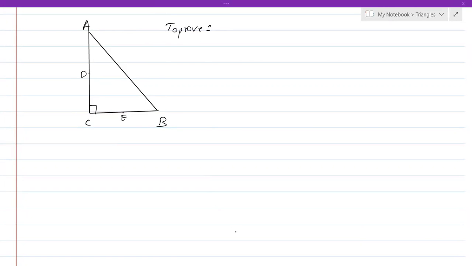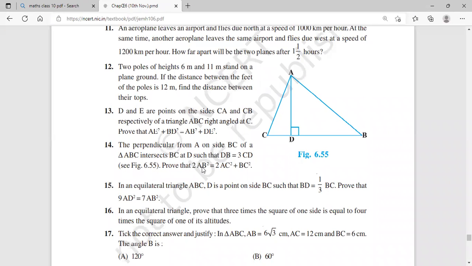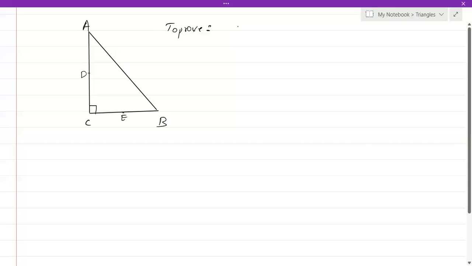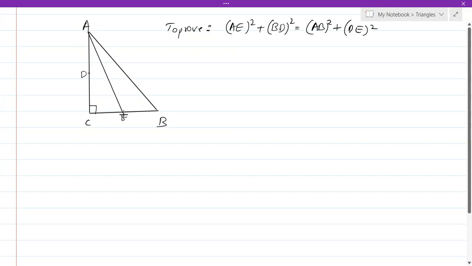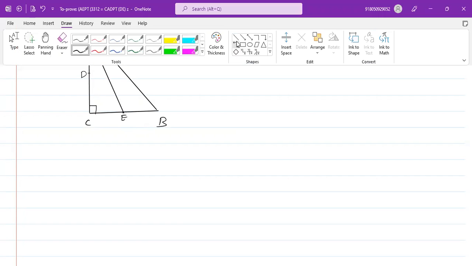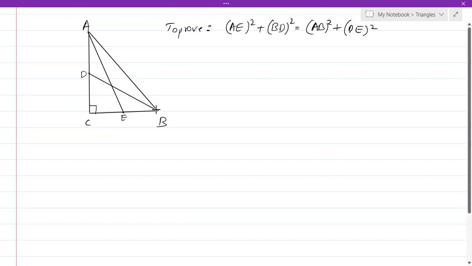Okay, and what we have to prove is, let me look into the question: AE square plus BD square is equal to AB square plus DE square. So we have to prove that AE square plus BD square is equal to AB square plus DE square. Okay, this is what we have to prove. Since we want AE square, let's join A and E. We also need BD square, so let's join B and D. We also require DE square, so let me join D and E like this. So this will be the final figure.